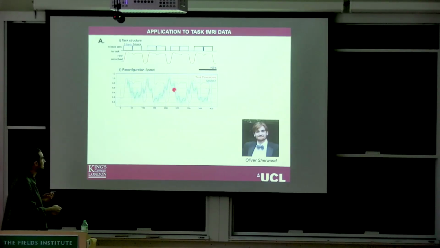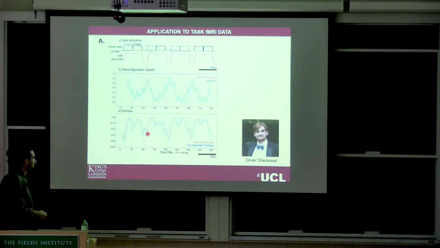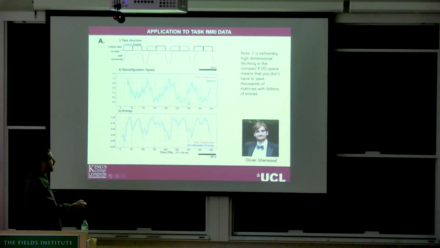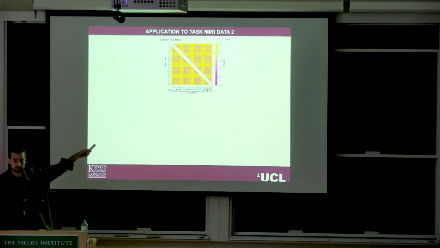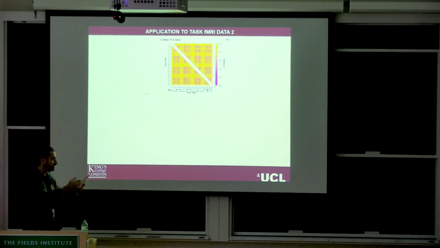And you can see these peaks corresponding to the switch between rest and task. Also, the entropy is correlated to the task structure. Very interesting. And again, I want to highlight this idea of high dimensionality. Also, the functional connectivity dynamics matrix is a time-to-time distance matrix. So this is all the possible distances of all the possible time points. And again, you see it reveals this tiled structure, which is the tiled structure of the task.